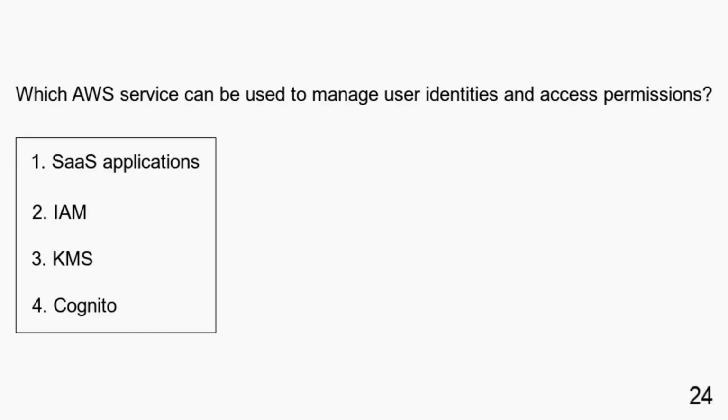Which AWS service can be used to manage user identities and access permissions? SaaS applications, IAM, KMS, Cognito. IAM is the primary service for managing identities and access in AWS, providing granular control over users, groups, and permissions.